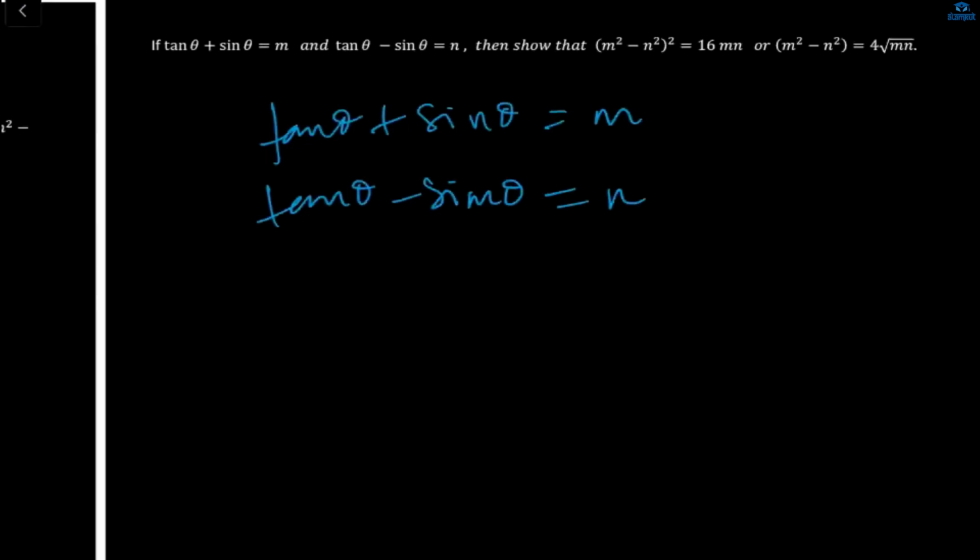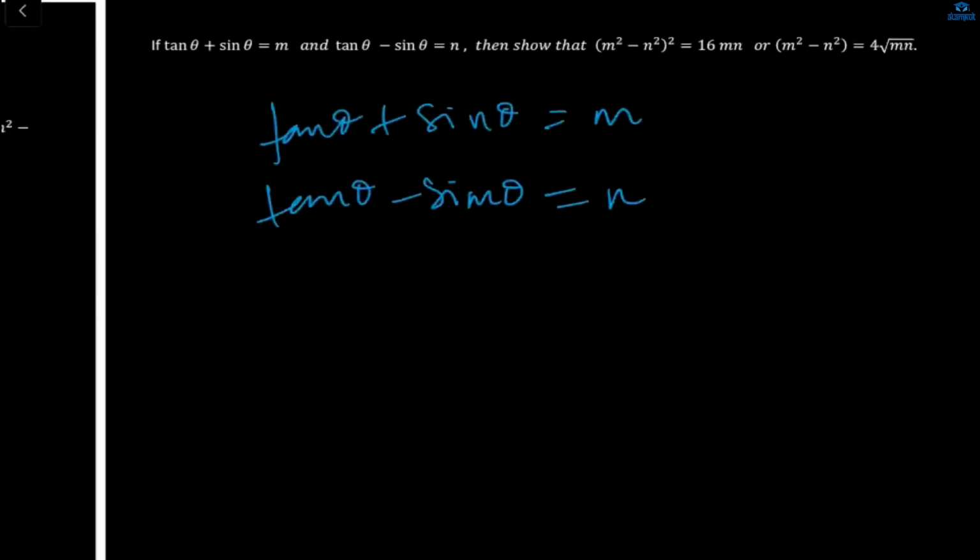tan square theta plus cos square theta plus 2 tan theta and sin theta is equal to m square. Okay, and the second you will get as tan square theta plus sin square theta minus 2 tan theta sin theta is equal to m square. Okay. Now, if you see in the expression, it is subtraction.